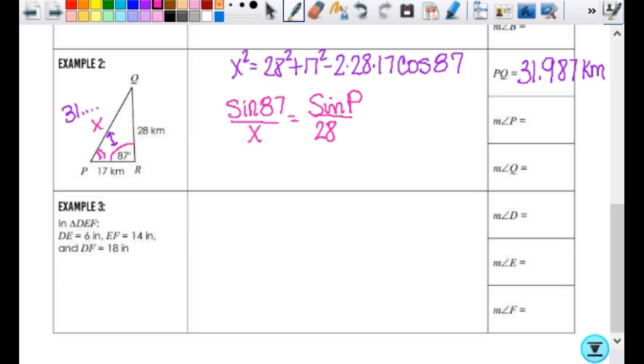So what did we get for angle? When you multiply 28 times the sine of 87 and divide by x, what you have gotten is the sine of p, right? That's not your answer. So what do you have to do? Sine inverse. And once you do the sine inverse, what do you get? Good. 60.945. And that's degrees. Anybody struggling with that? Yes.